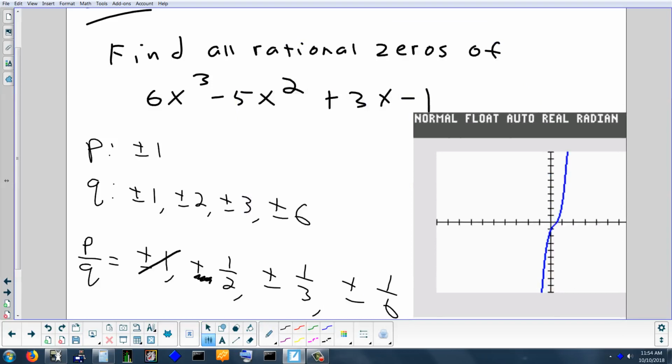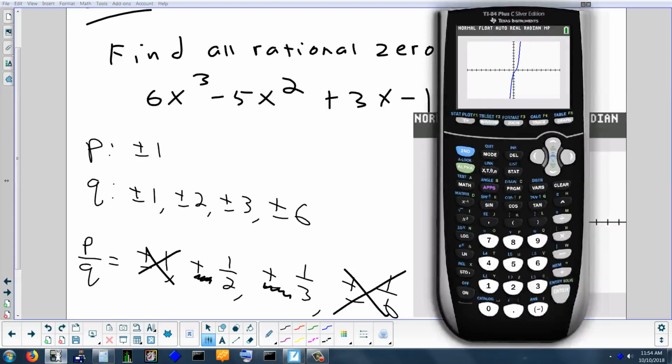How about plus a third? It really looks more like a half. Minus a third, definitely out. If you left plus a third, you could argue that it looks like it could be, but I don't think it is. How about plus or minus 1/6? No, definitely not. So the only options we have left are plus a half and plus a third. And I really think it's plus a half. So let's try it.